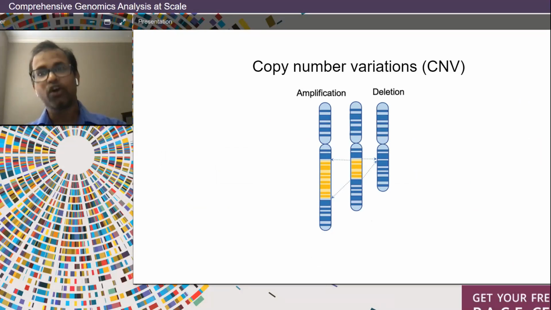The next thing we did was for the copy number variations. For the copy number variations, we have either amplifications or deletions. So in the amplification, we have more copies as compared to the reference. And for the deletions, we have fewer copies as compared to the reference.